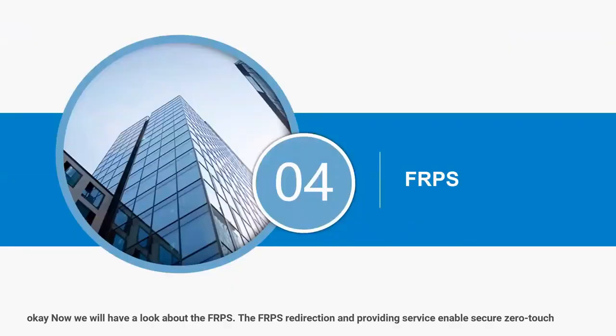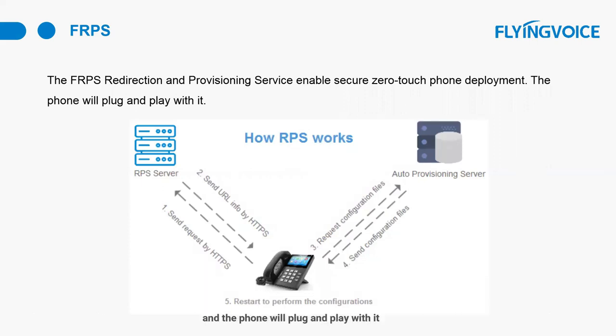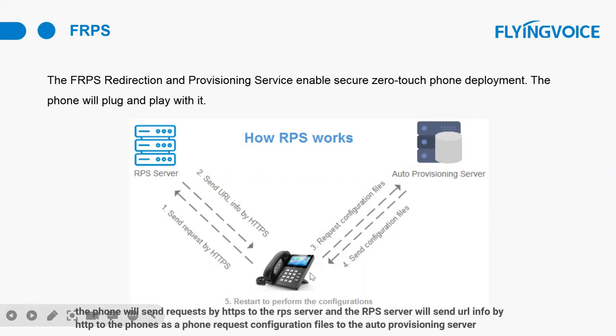Okay, now we will have a look at the FRPS. The FRPS redirection and provisioning service enables secure zero-touch phone deployment, and the phone will plug and play with it. Just like the picture, it shows how RPS works. Firstly, the phone will send the requests by HTTPS to the RPS server, and the RPS server will send URL info by HTTPS to the phones.